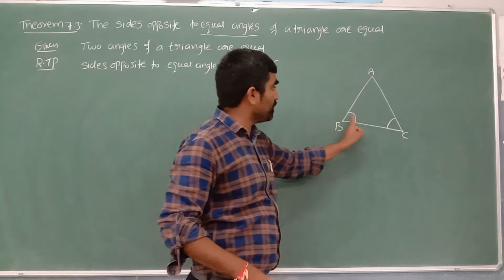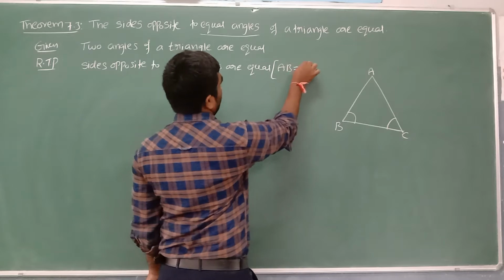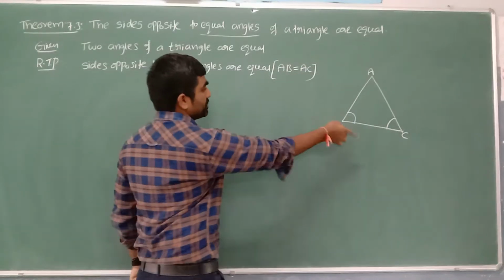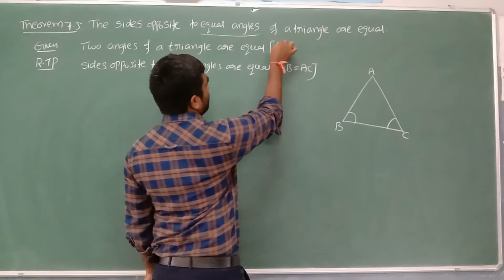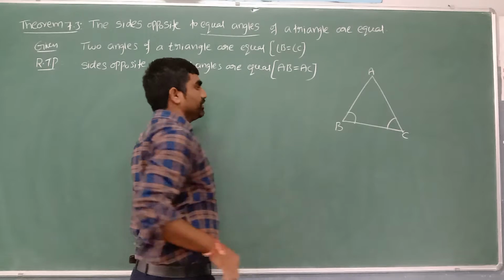C opposite AB, B opposite AC. So indirectly they are asking to prove this AB equal to AC. Yes. Here two angles of a triangle equal means we took those two angles, angle B is equal to angle C we took. Yes.